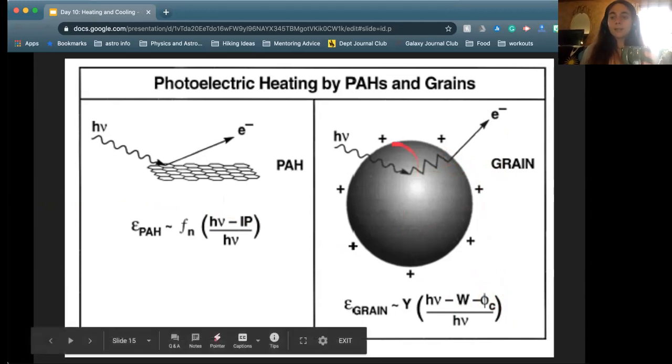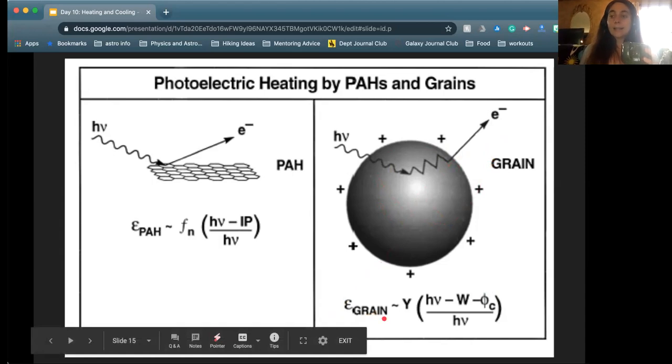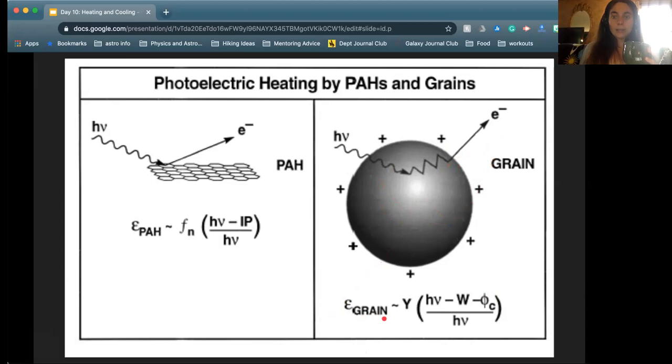And just because it's our PAHs, maybe some of these edges are already positively charged, but they're not all already positively charged. We don't have to worry about that Coulombic potential the same way we have to at the grain, where it does actually have to break out of what is a probably positively charged surface. So grains are just not as efficient at heating the ISM, but they are still a significant source of heating in the ISM.